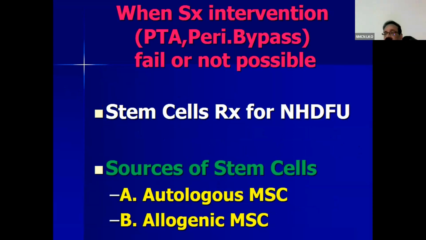And as I told you, when surgical intervention like angioplasty or peripheral bypass fails, or if it is not possible because of any reason which I enumerated, we can do the stem cell therapy also. So the source of stem cells are autologous mesenchymal stem cells or allogenic. That means from others. Autologous means from the same patient.